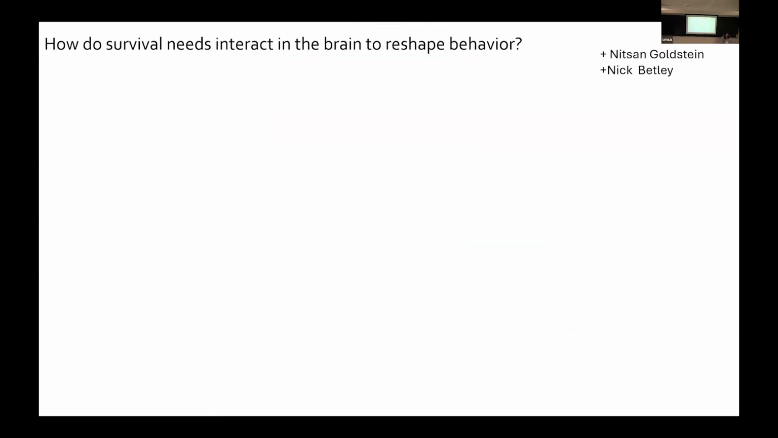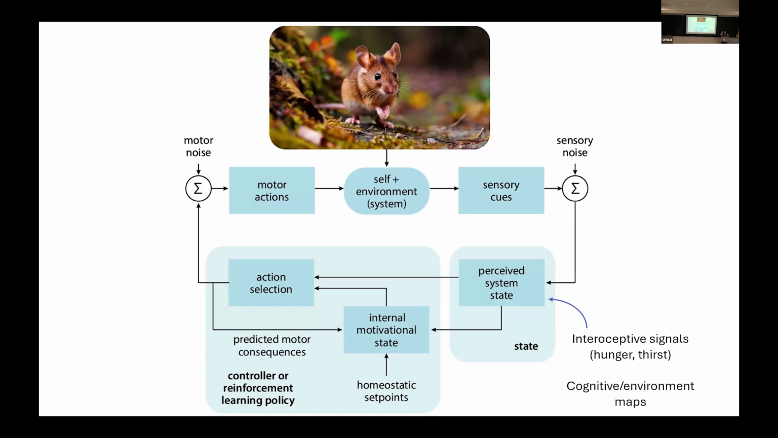So I want to talk about two projects today. The first is going to be dealing with these internal motivational states and how they interact with each other when different survival needs come into conflict. And then we'll talk a little bit about the more fine timescale action selection.